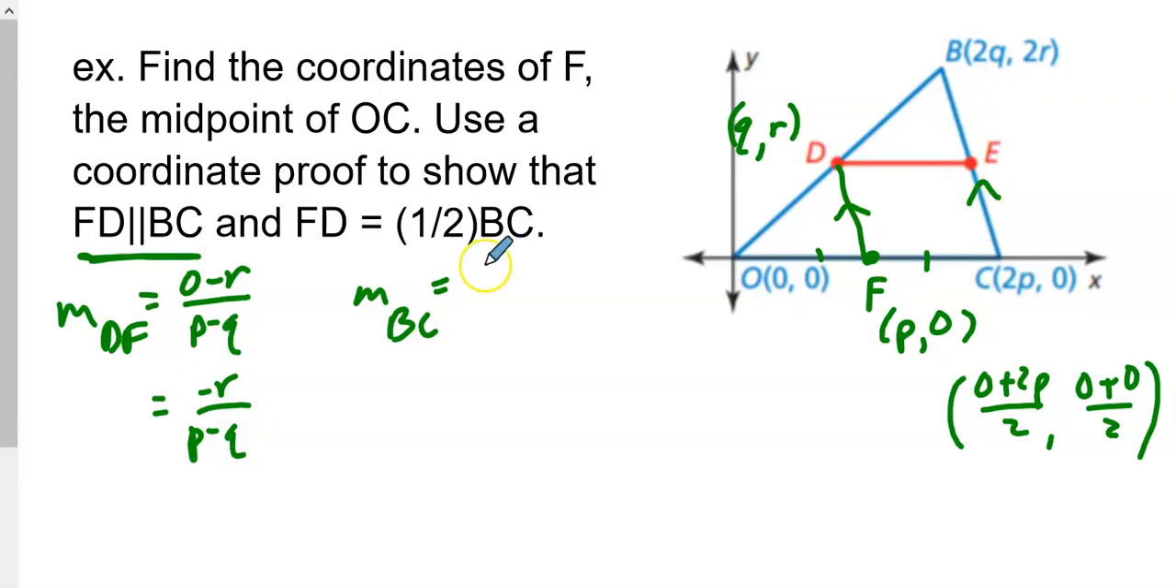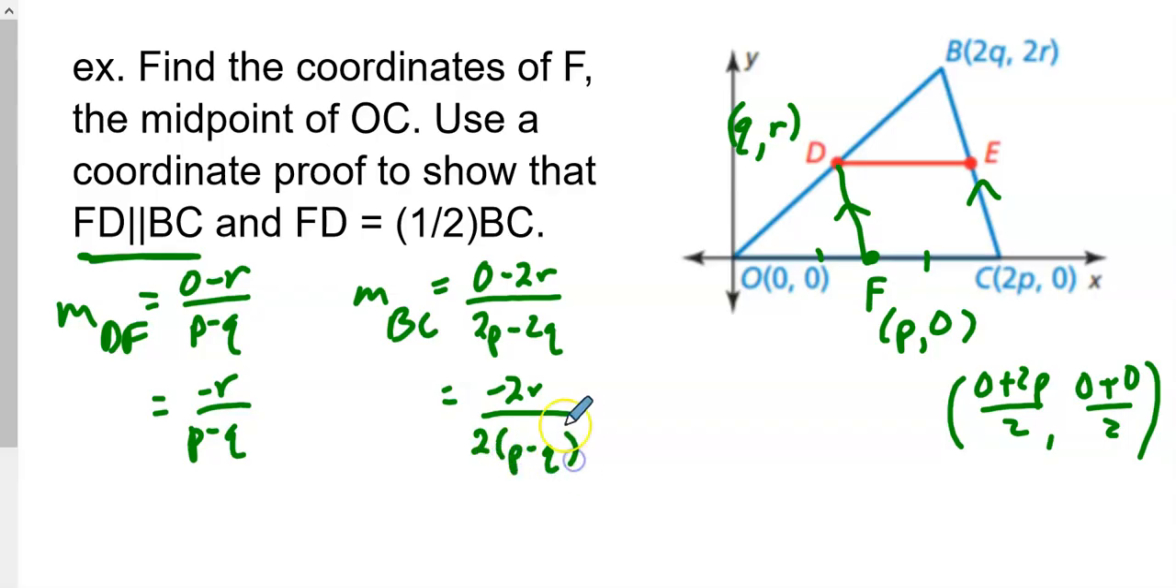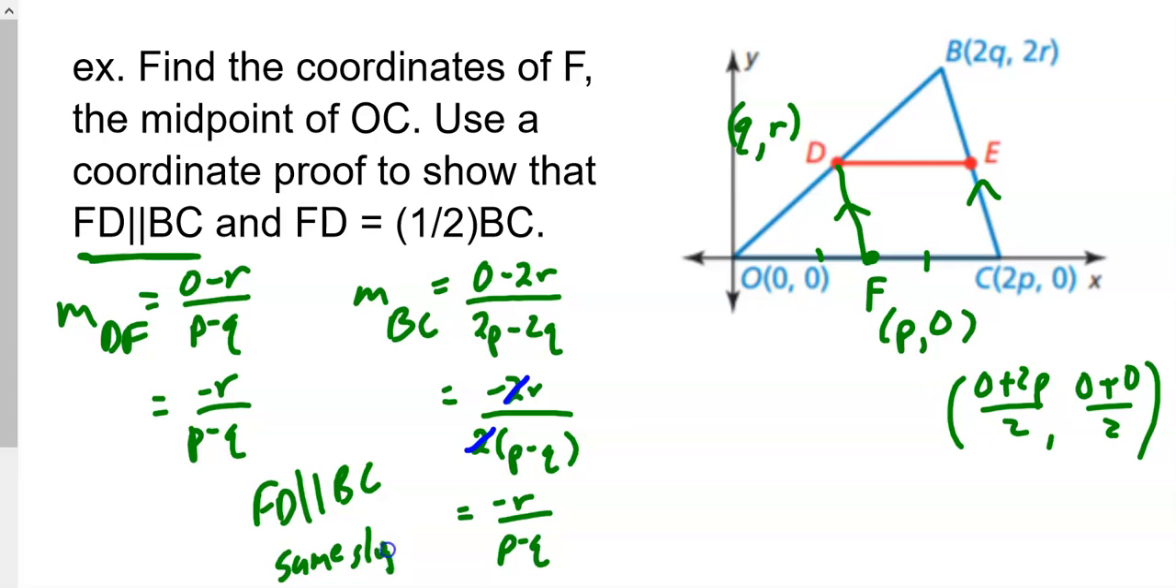BC, same thing, change in y over change in x. Well, hopefully you see in this denominator when I'm simplifying that I can actually factor out a 2. So then that will cancel my 2's, leaves the negative, so it will actually be -r over p minus q, which again shows that FD is parallel to BC because same slopes. Okay?